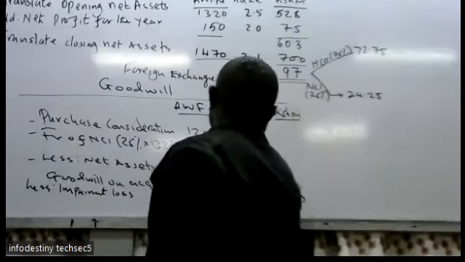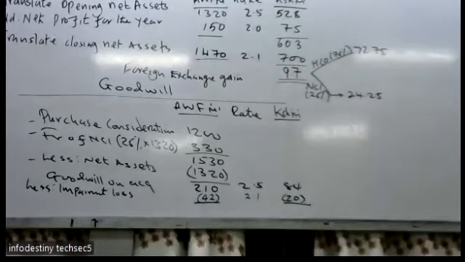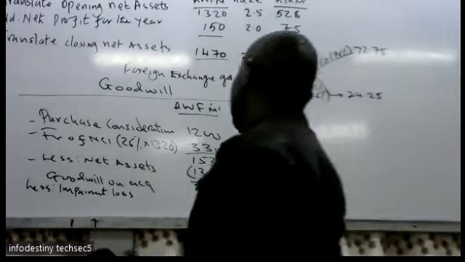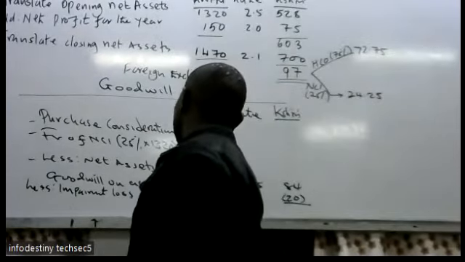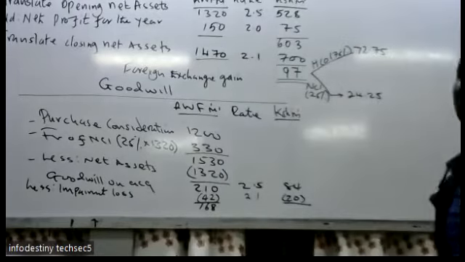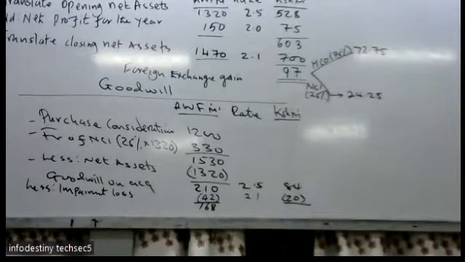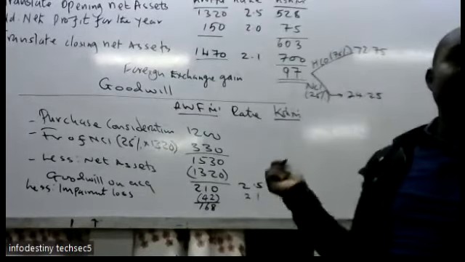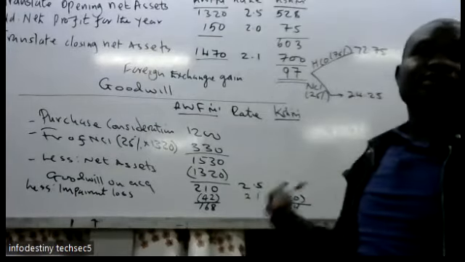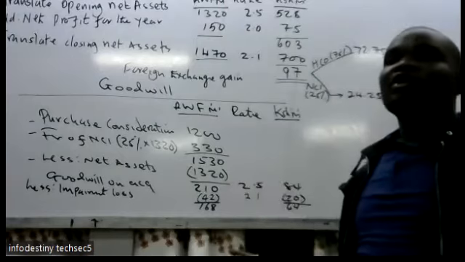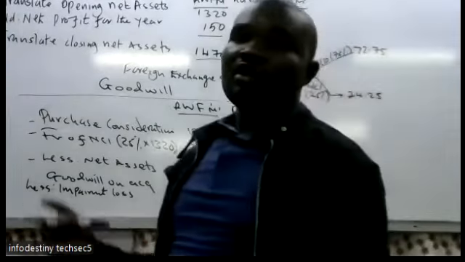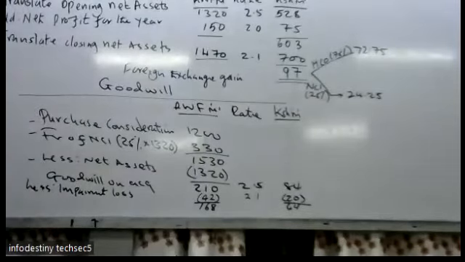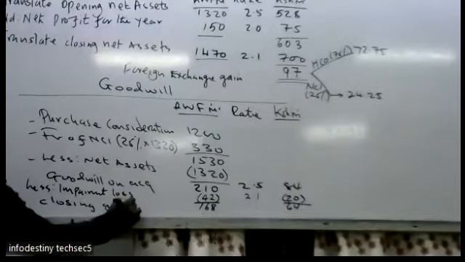So 210 minus 42, 168. Then 84 minus 20, that is 64. So if you translate this 168, it should give you 64. If it doesn't give you 64, then the difference is the foreign exchange gain or loss. So closing goodwill is the 168.